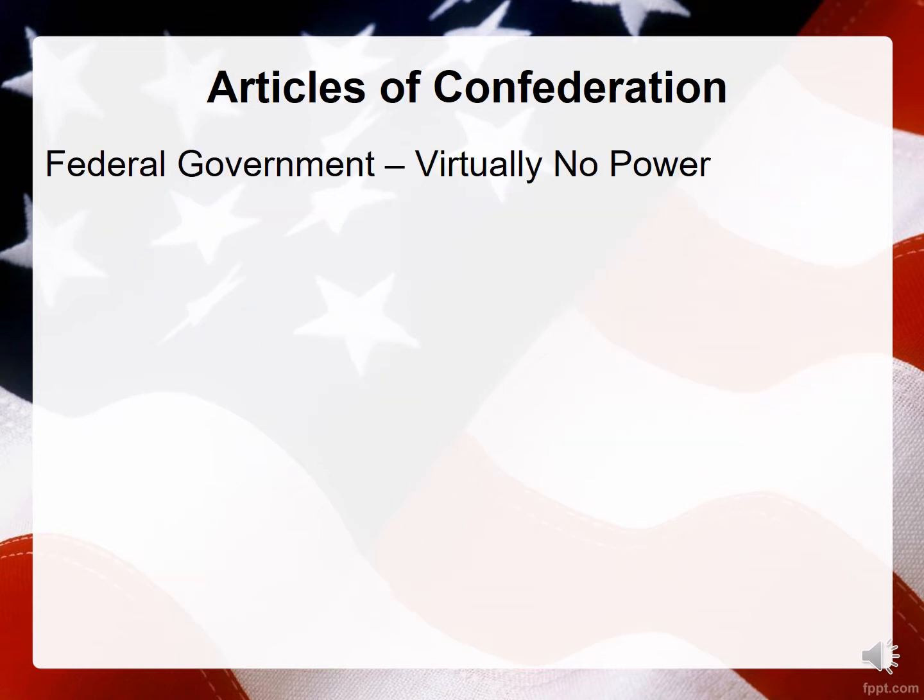First off, the federal government virtually had no power. In fact, there were often times that the delegates from the states never even showed up to the Confederation Congress to vote on national issues, and there was no federal power there to actually hold them accountable. So again, under the Articles of Confederation, the federal government had no power.